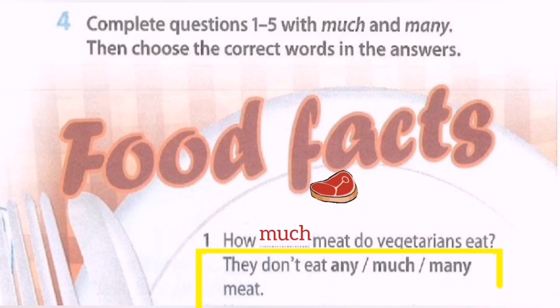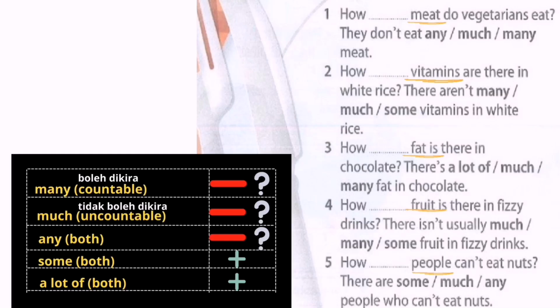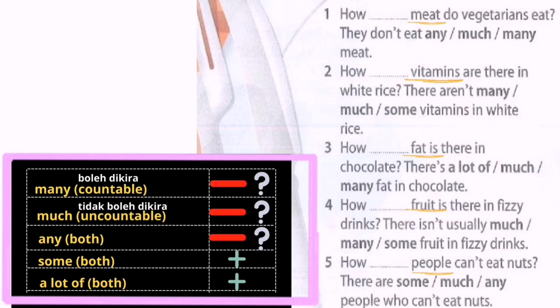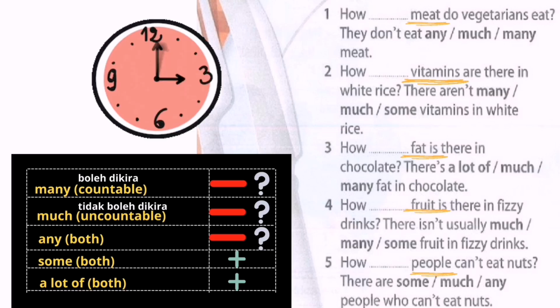For the answers, you need to choose from the words listed given. From the word don't, we know that it is a negative sentence. Don't bermaksud tak, dia tak makan. Jadi ayat negatif. So the answer is any. They don't eat any meat. To help you to complete this task, you can refer to the quantifiers table, and I also have highlighted all the nouns in the exercise. Now you may begin.